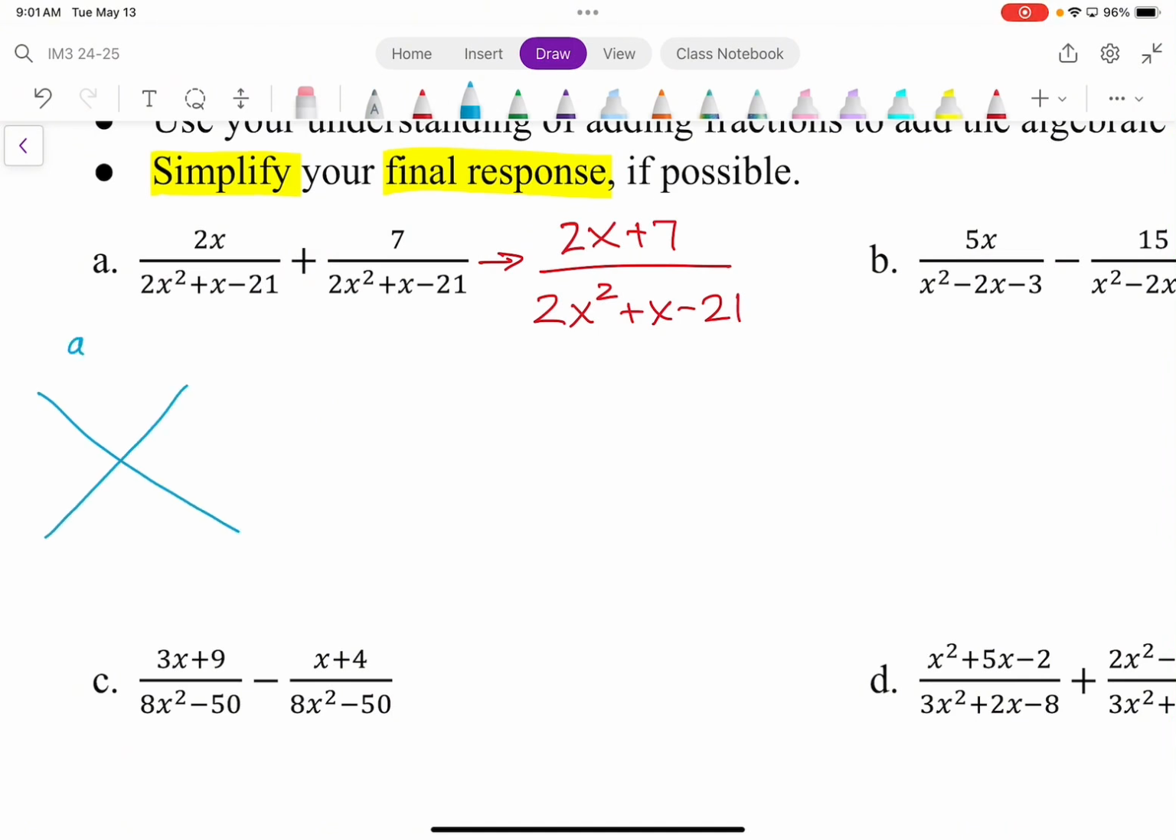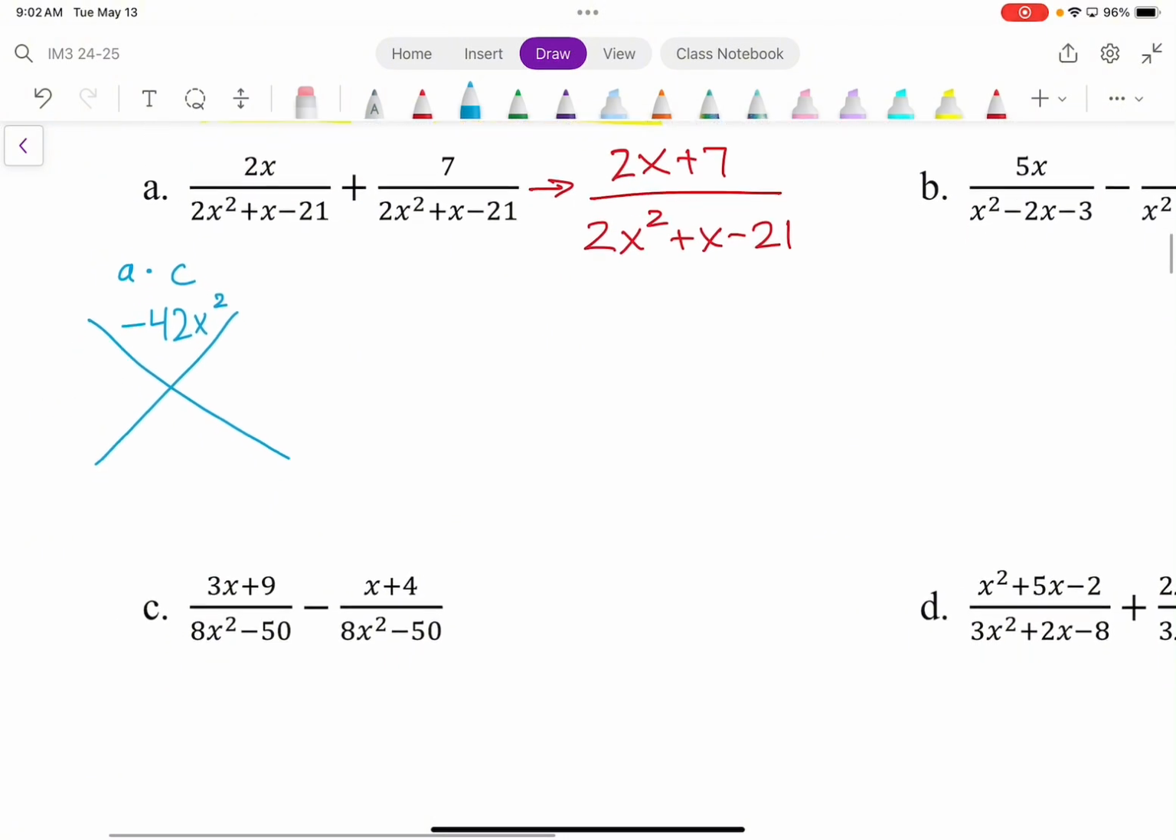We will do the product of 2 and negative 21. That'll be negative 42 x squared. And then this is supposed to add to 1x. So we're looking for two numbers that multiply to negative 42 and add to 1. Think of the single-digit numbers that multiply to 42. What two numbers multiply to 42? 7 and 6 will make that a negative 6. 7 and negative 6.